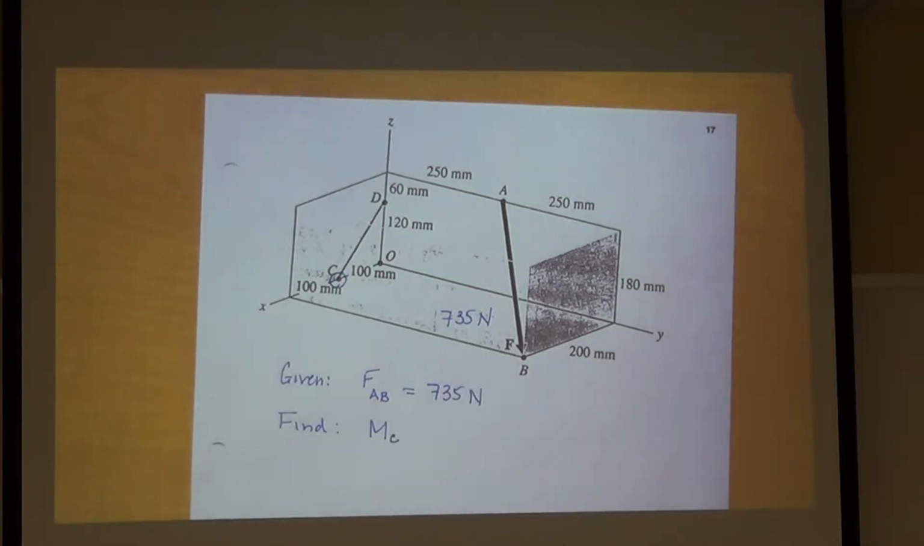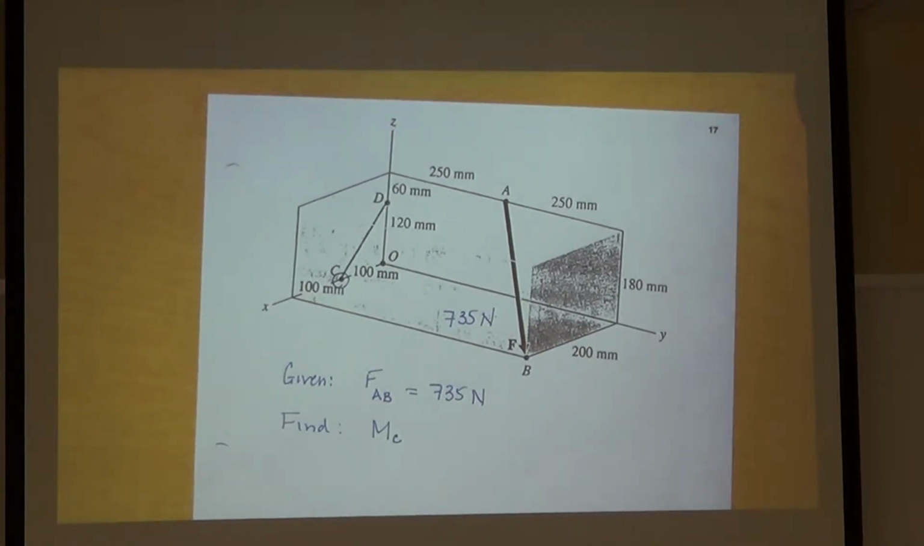So let's take a look up here. We're trying to find the moment about point C, and the force goes from A to B. So Paul, what is my R vector going to go from and to? The R vector has two subscripts, right? It goes from what point? From point C, from the point I want to find the moment about. And where is it going to? Well, it looks like it's going to B.